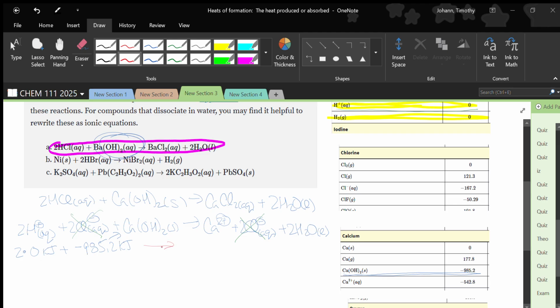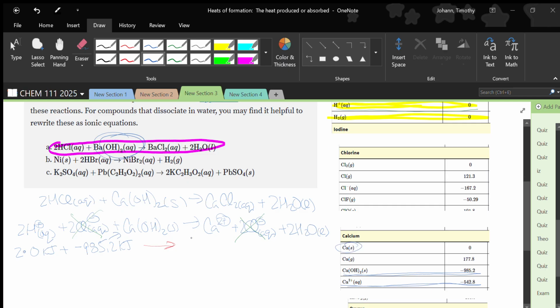We're going to do the math part for this in a second, but I'm going to draw the arrow to show that those were our reactants. And now we're going to do the products. So now we need to do calcium ion, and that's right here. Calcium ion formed from its elements, formed from solid calcium.